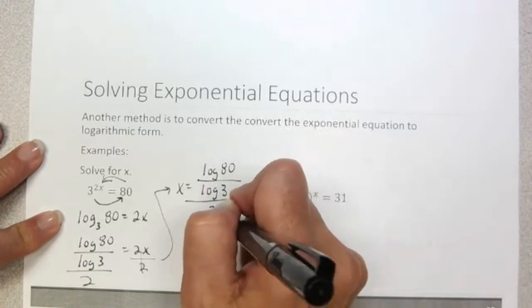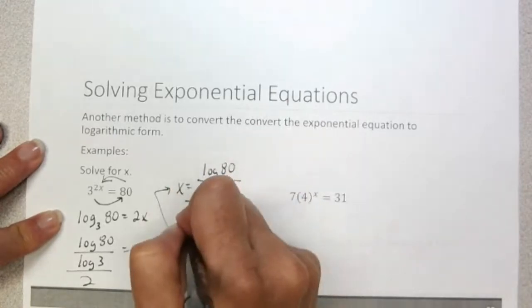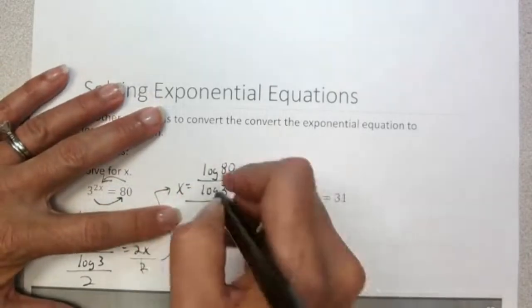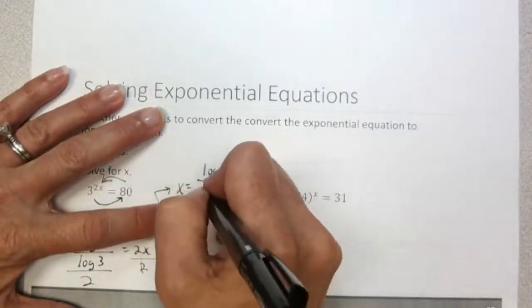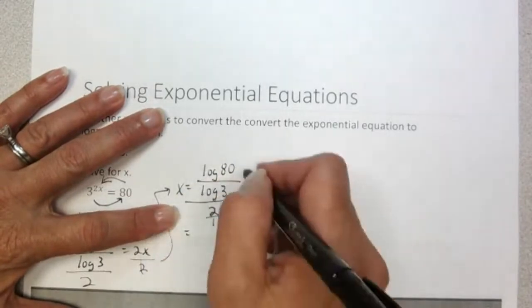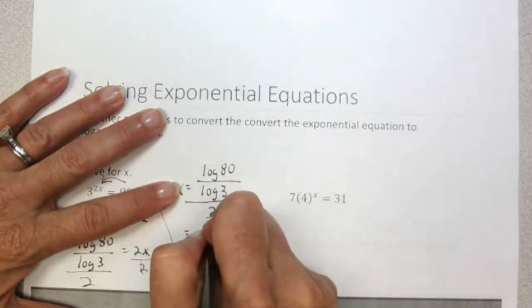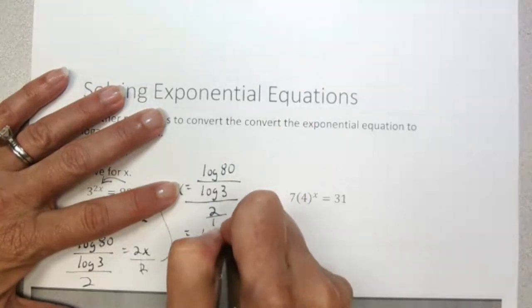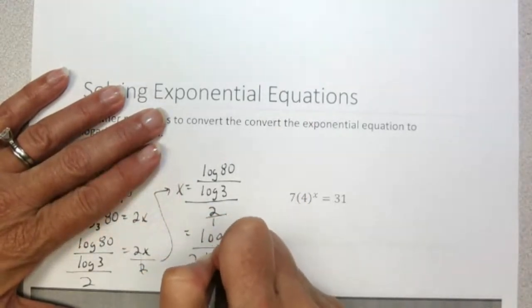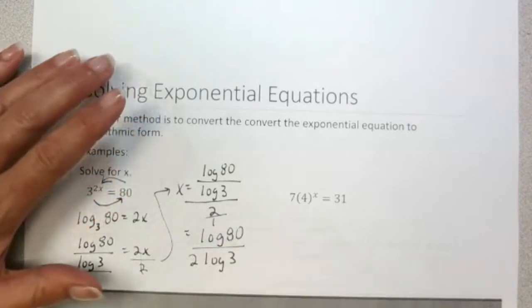So I need to convert that compound fraction a little bit. That's log 80 divided by log 3 over 2, divided by 2 over 1. So when I simplify, this becomes the common log of 80 over 2 times the common log of 3.